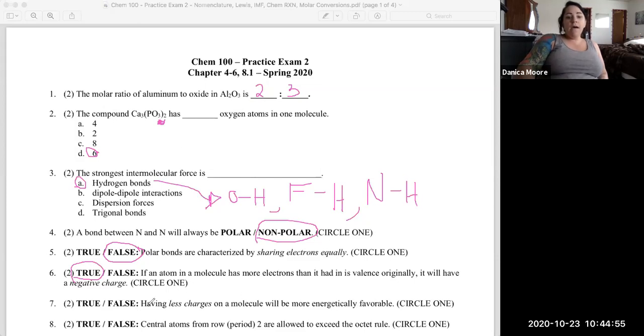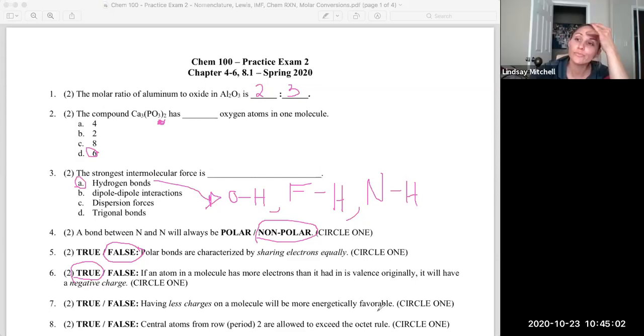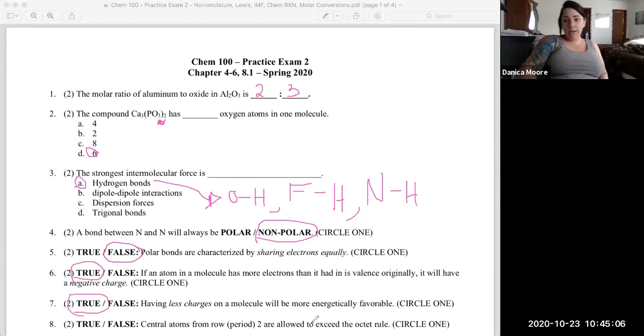Okay, cool. Having less charges on a molecule will be more energetically favorable. True. Less charges is better, right? That's why we minimize the charge on a structure when possible. Still okay, guys? Any questions?